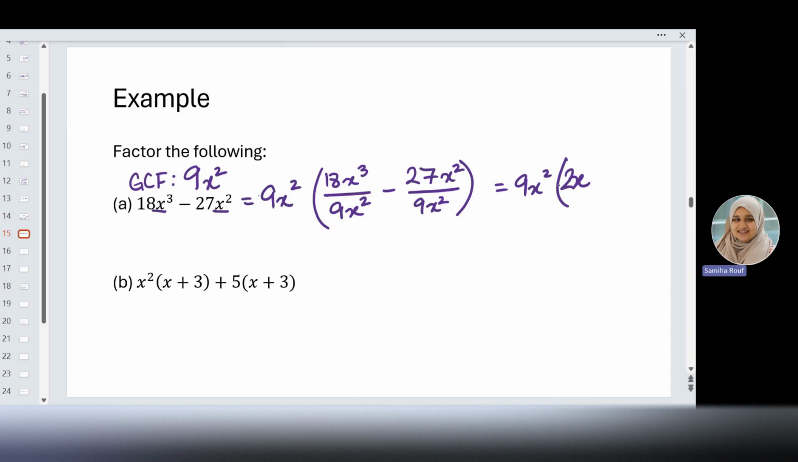That just leaves me with 2x, because 18 divided by 9 is 2, and x cubed divided by x squared is x. Now 27 divided by 9, that's 3. So x squared divided by x squared, that's 1. So we're just left with 3. And that is this particular expression in factored form.